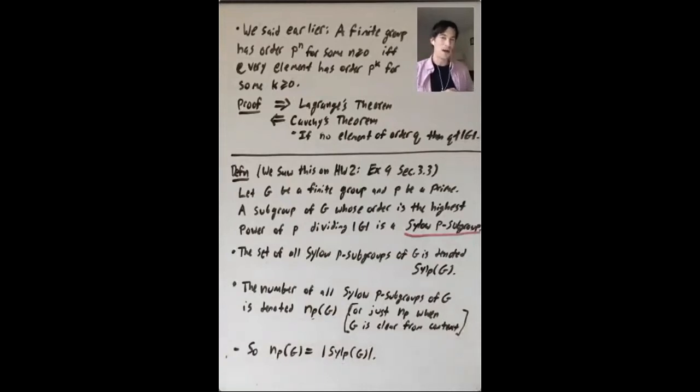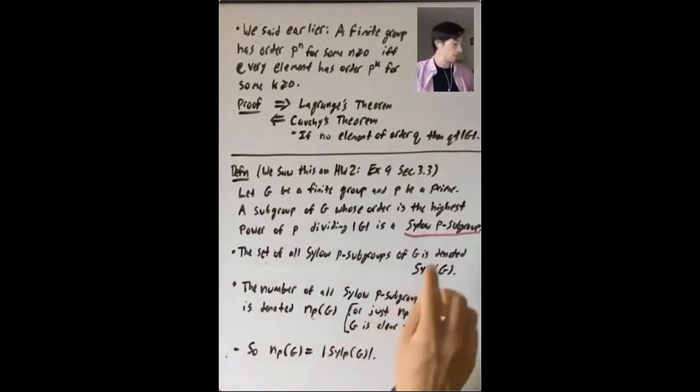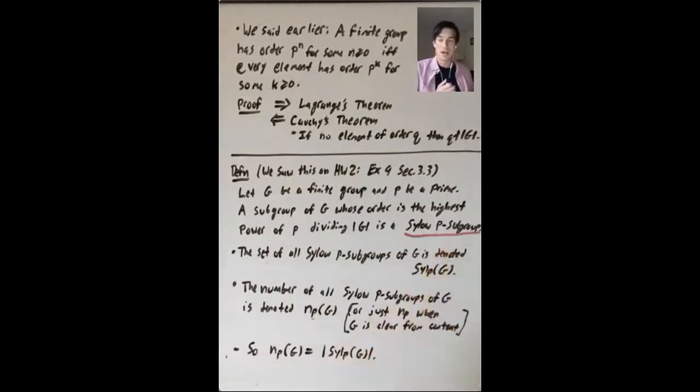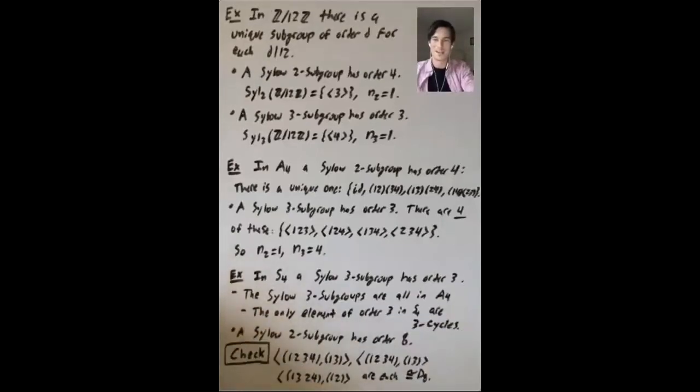Before I actually state Sylow's theorem, I just want to take some examples of groups that we understand well and explain what it means to be a Sylow P subgroup of that group, and then talk about the set of all of these Sylow P subgroups and the number of all of these Sylow P subgroups. Let's look at some examples of Sylow P subgroups.